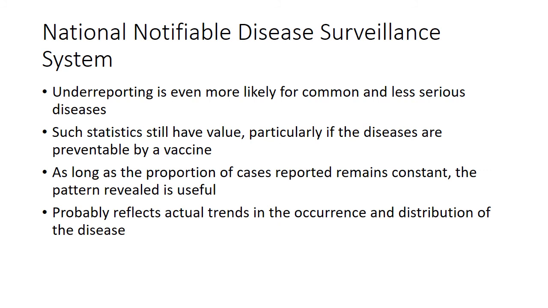The reporting that does happen can still be somewhat useful, particularly if you're looking at diseases that can be prevented by a vaccine. For instance, if you're looking at things like pneumococcal disease, you want to know if the vaccine's not actually working. So, as long as the rates of reporting tend to be pretty constant, the pattern that gets revealed can be useful, even though you may not have the actual true numbers, because they're reflecting those trends, not necessarily the absolute number that you'll see there.